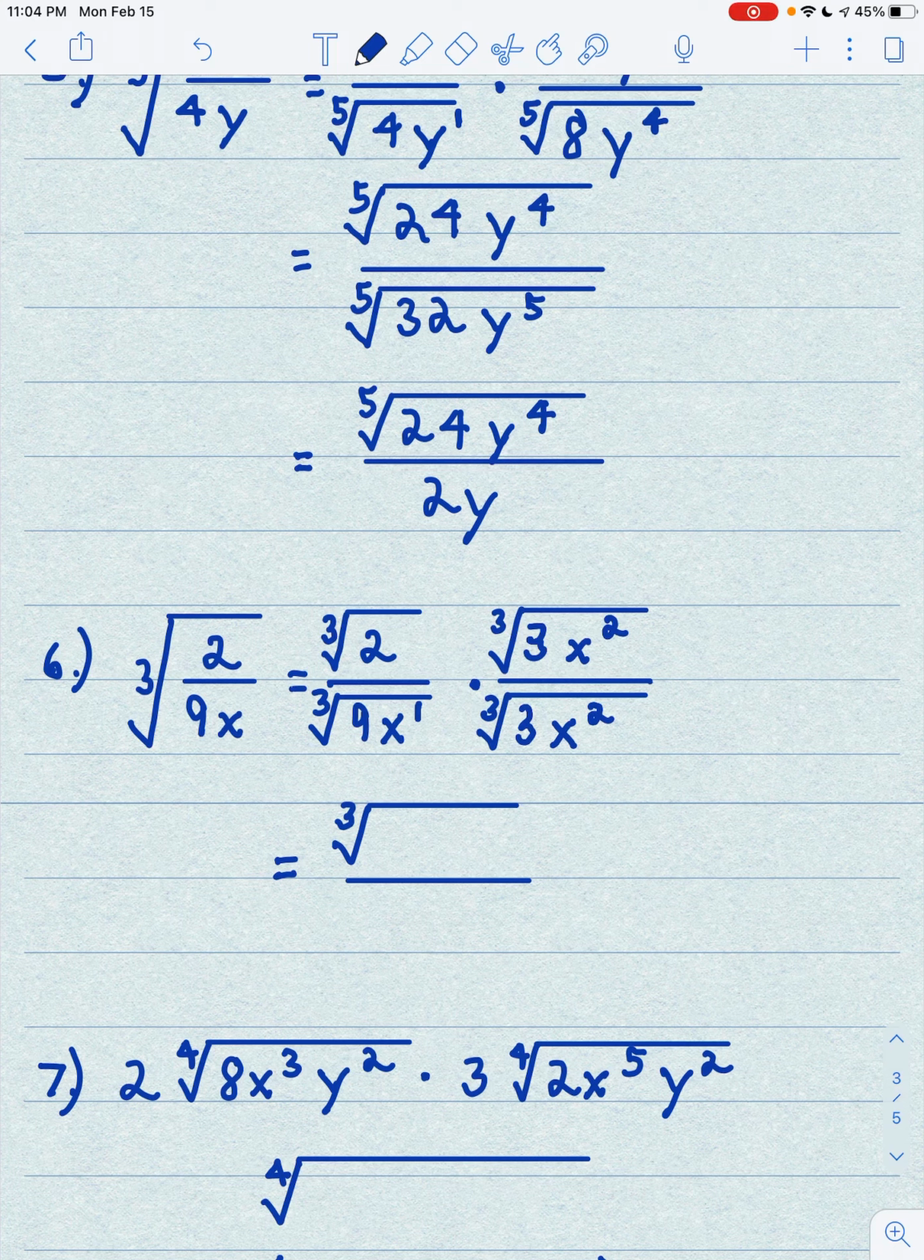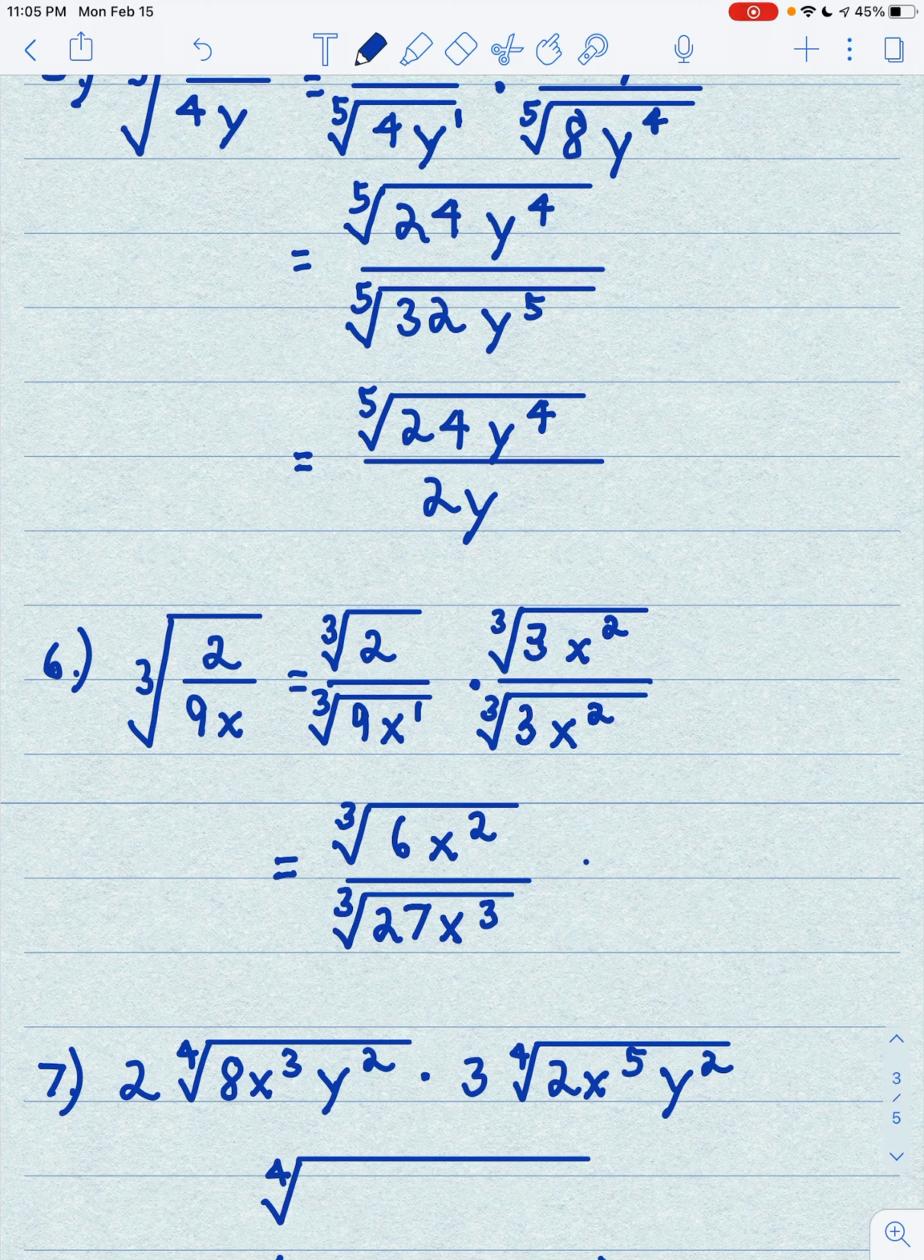And so now the denominator will become the cube root of 27 x to the 3rd, while the numerator becomes the cube root of 6x to the 2nd.